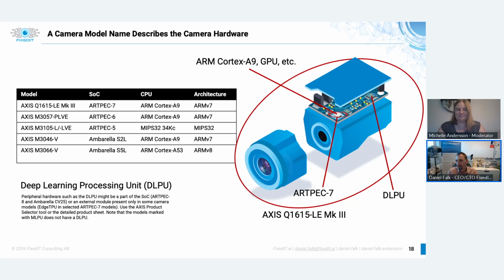So for example, in the case of the ARPX7, the DLPU is a separate chip that is mounted in the camera's board, which means that there are ARPX7 cameras with DLPUs and there are ARPX7 cameras without DLPUs. While this is different from the ARPX8 cameras, for example, where the DLPU is built directly into the chipset itself. So you know that it's always a DLPU if it is an ARPX8 camera. All this information you find in the product selector and in the SDK documentation.